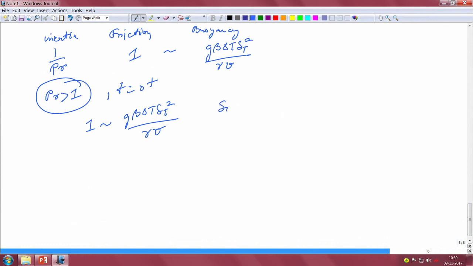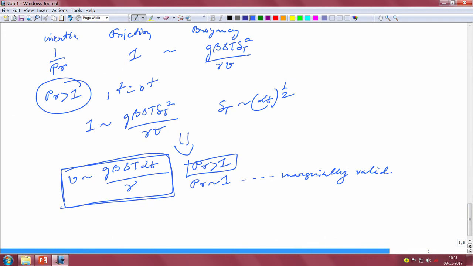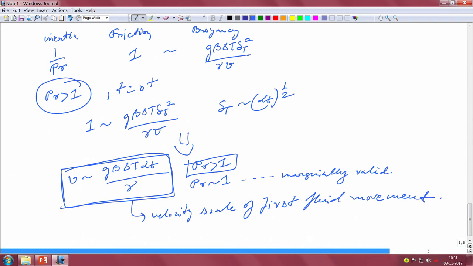You already know that your delta t scales as alpha t to the power of half, that we derived just earlier. So, all these things lead to V scaling as G beta delta t alpha t divided by gamma. Valid for Prandtl number greater than 1, closely valid for Prandtl number close to 1, marginally valid. For Prandtl number greater than 1, it is of course valid. So, this is the velocity scale that we induce, the velocity scale of the first fluid movement.